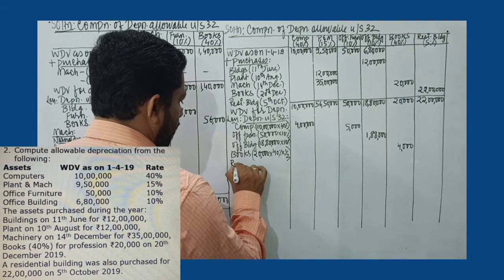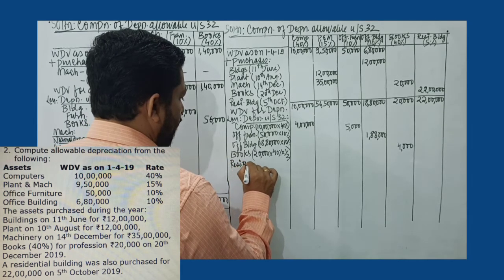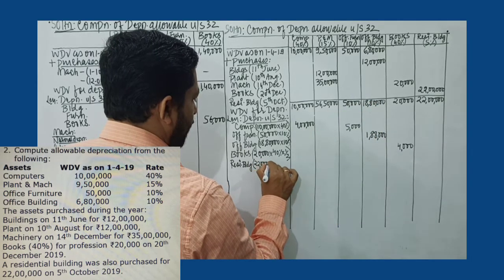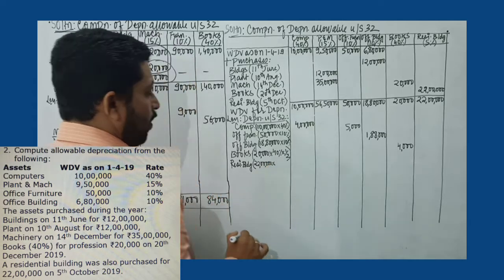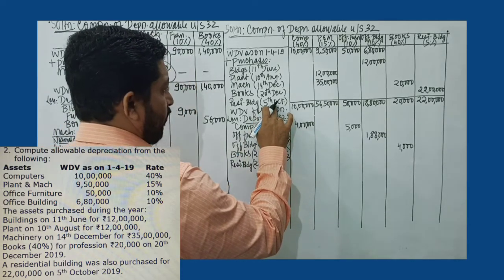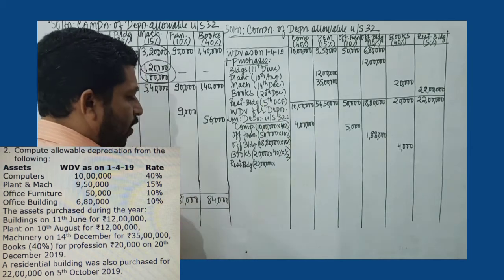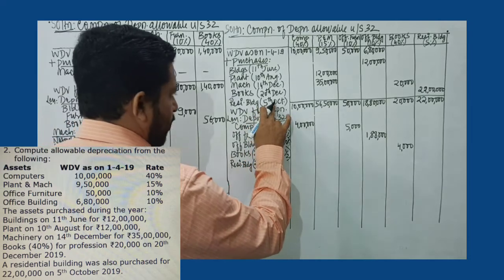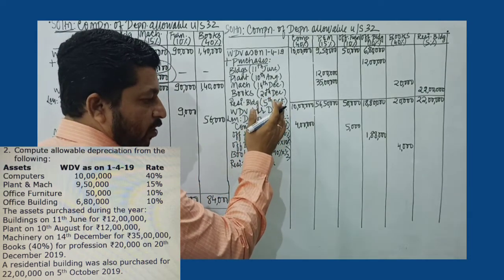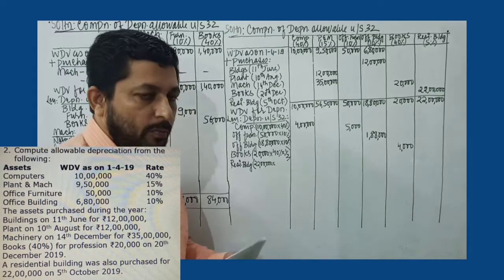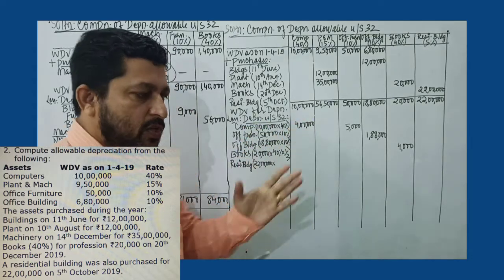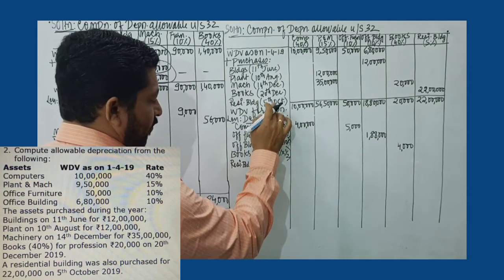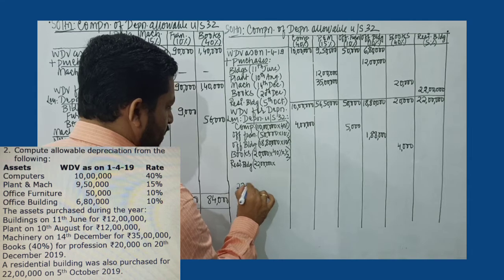Then we will take a residential building. Now there is no opening value for residential building. The block value is 22 lakh. Entire amount of building was purchased during the year and it was purchased on 5th of October. Now it's very important to find out how many days are available from 5th October. So 1st, 2nd, 3rd and 4th, we leave out 4 days of October. We assume 5th of October it is purchased and put to use. So 31 days of October minus 4 days, starting from 5th, let's say I record 27 days of October.